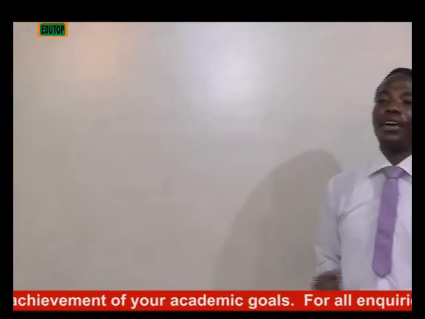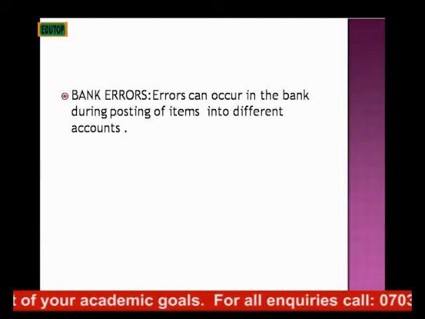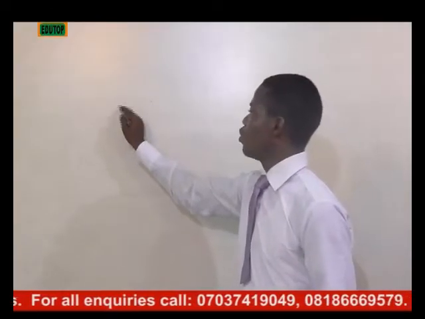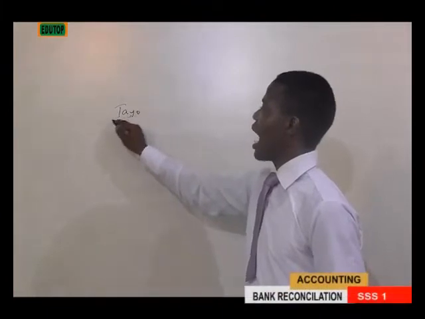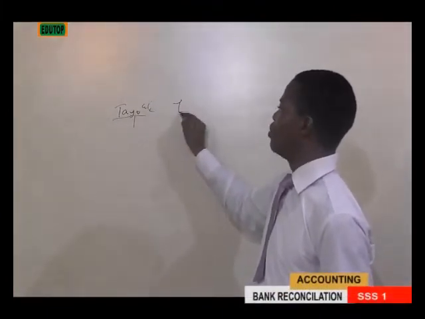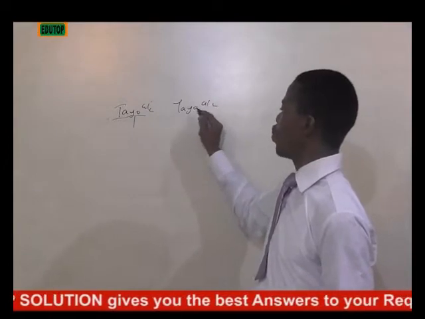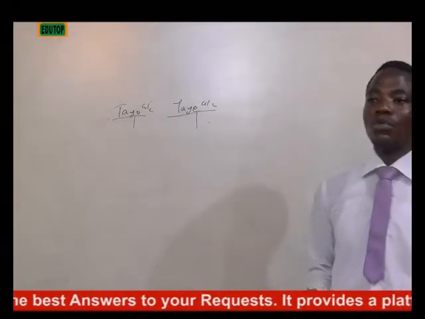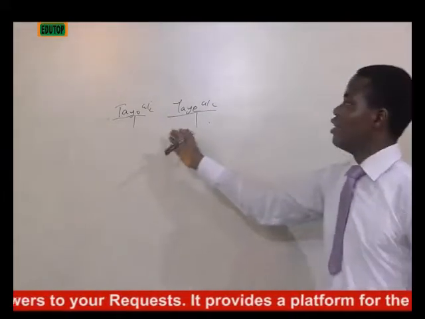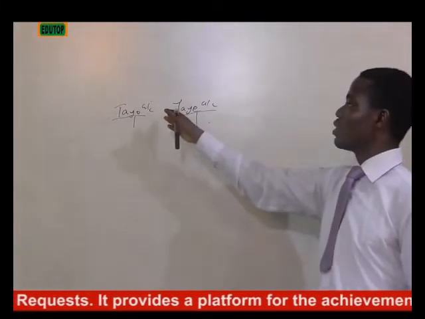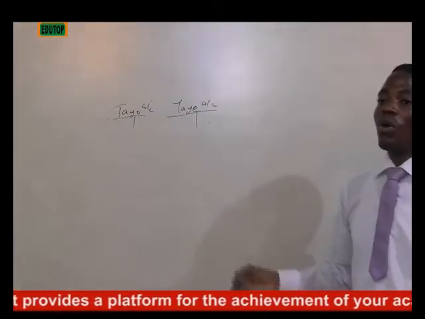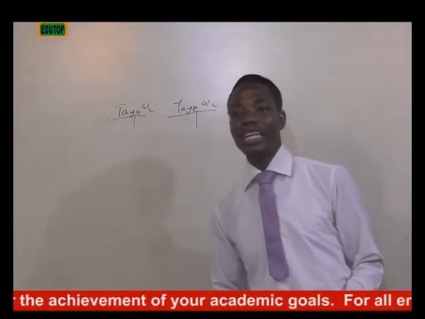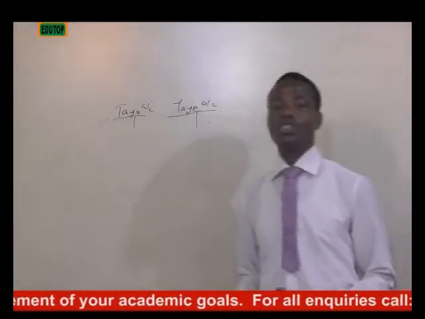So another one is a bank error. Bank error can occur in the bank during posting of items into different accounts. This is the kind of error whereby you're supposed to send the amount into Tayo's account, and you mistakenly post it to Taye's account. So if your customer is Tayo and you mistakenly post it into Taye's account, that is what we call bank error. The way we effect the changes at the end of the day, we will see in the question.